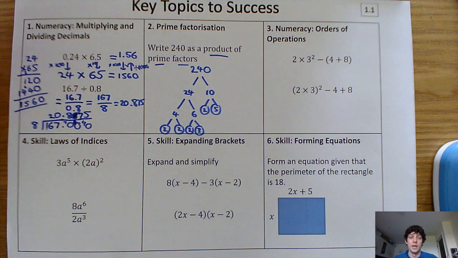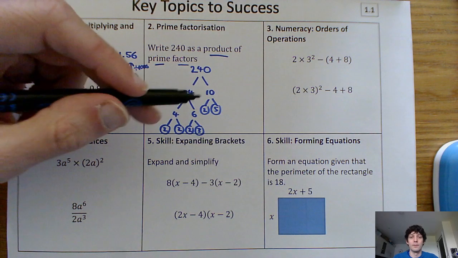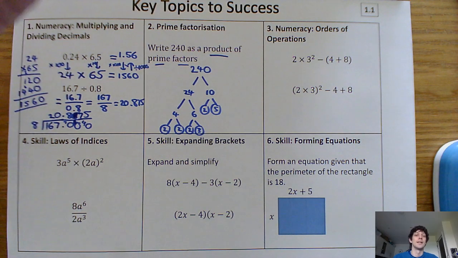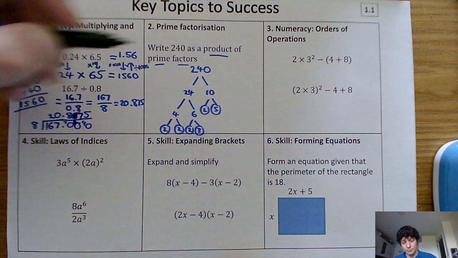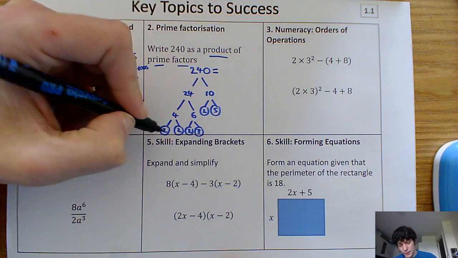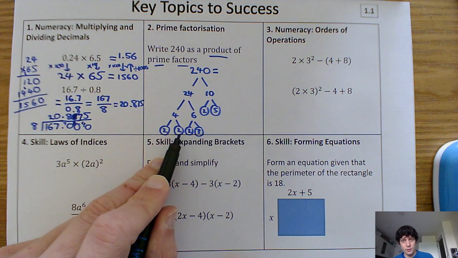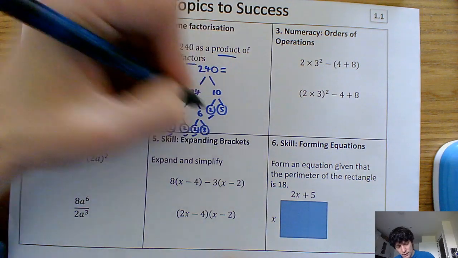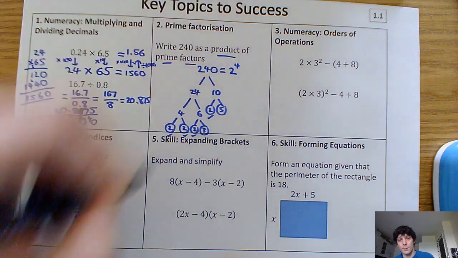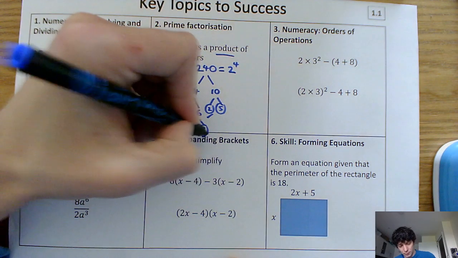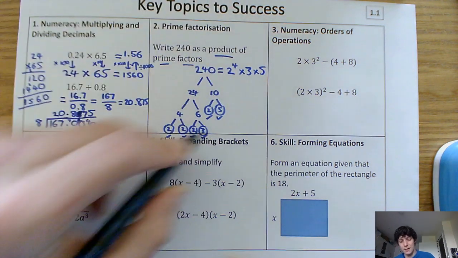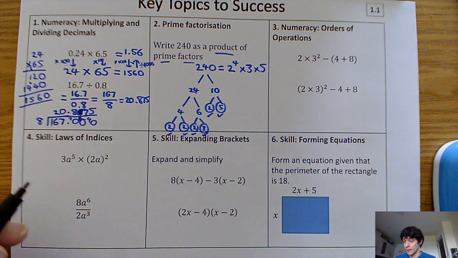I'm not circling them just because I feel like it. I'm circling them because they're prime numbers, so I can't split them off any further. I can't find any more factors. The only factors are 1 and themselves, and that doesn't break it down any. So 240 is 2 times 2 times 2 times 2. So I've got 1, 2, 3, 4 lots of 2. 2 to the power of 4 multiplied by 3 multiplied by 5. And just ticking those is a really nice way of me making sure that I include all of them.